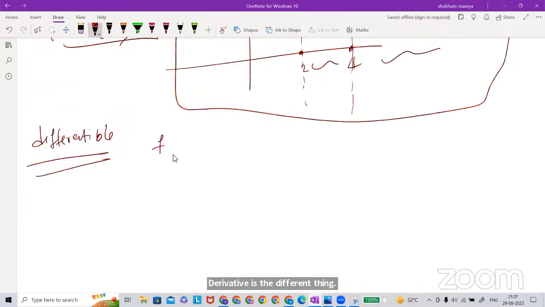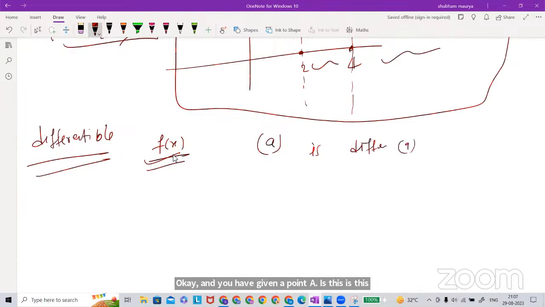Differentiability means you have a function f(x), and the question will be asked like this: suppose you are given this function and a point A. Is this function differentiable at A? This is the problem. And derivative means you have a given function with some expression, and you have to find the derivative function.